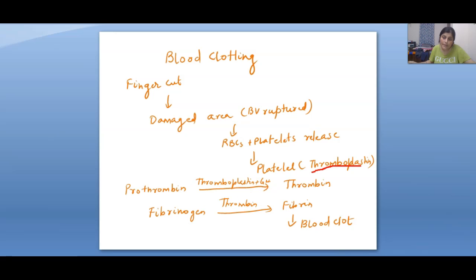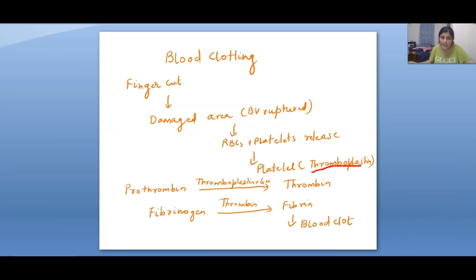Now when prothrombin gets converted into thrombin, what will the thrombin do? It acts on fibrinogen, and in the presence of thrombin, fibrinogen gets converted into fibrin. These fibrin fiber-like threads accumulate at the damaged or wounded area and form a clot with the RBCs, and hence blood clot formation occurs. So this is all about blood and its components.